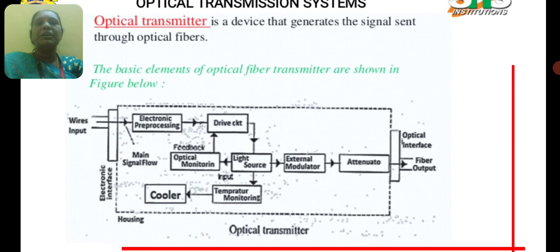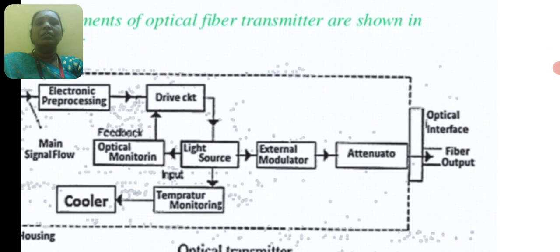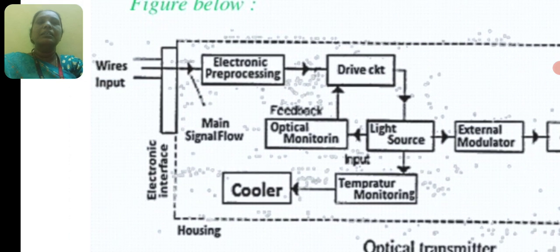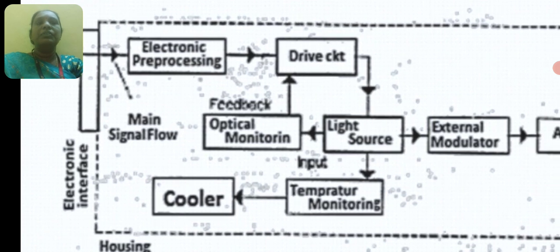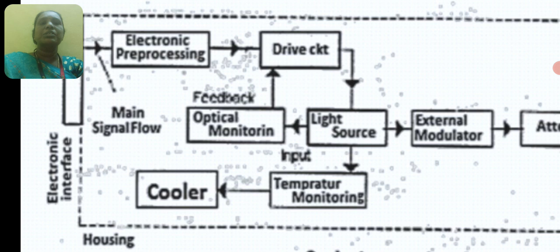The optical transmitter block diagram is shown here. On the input side we have electronic wire input with electronic pre-processing and a drive circuit, and we have an optical monitoring with the drive circuit. The light source is connected. The light source output is given to optical monitoring, and again there will be a feedback loop here, and the light source output is also given to temperature monitoring.